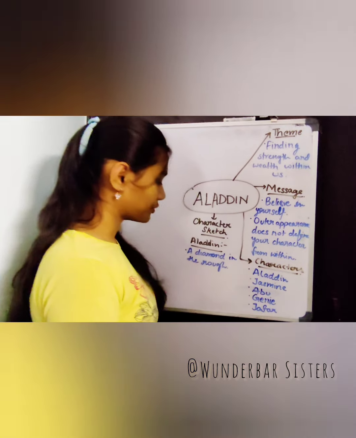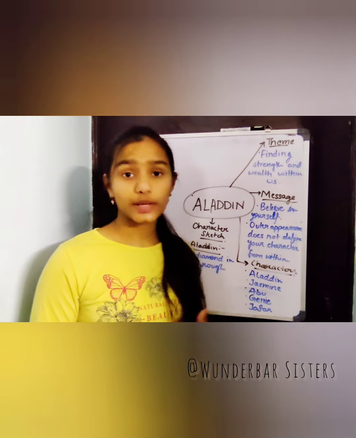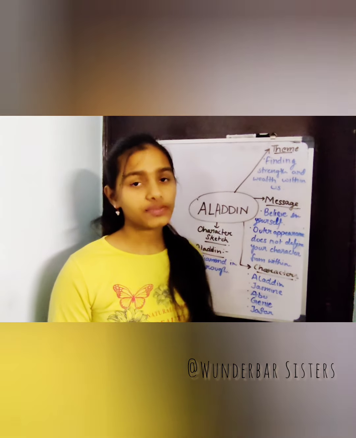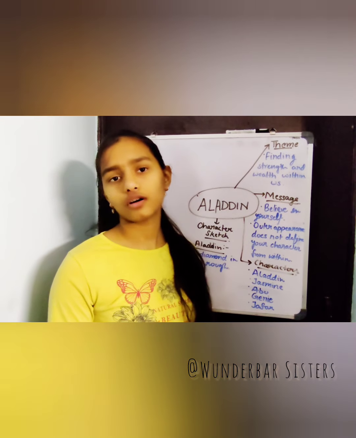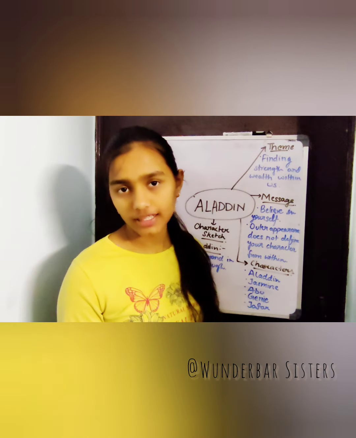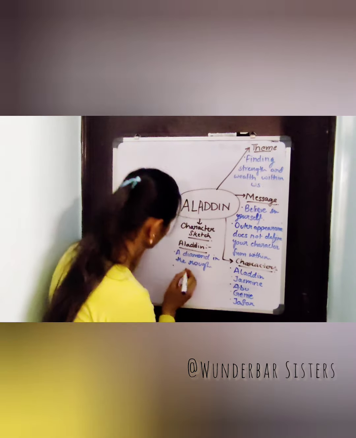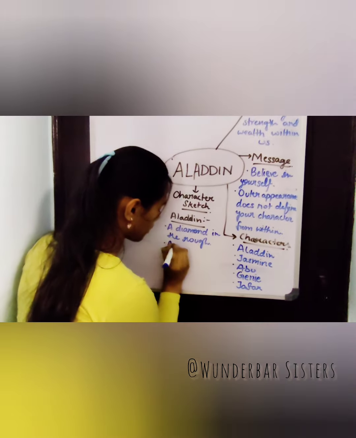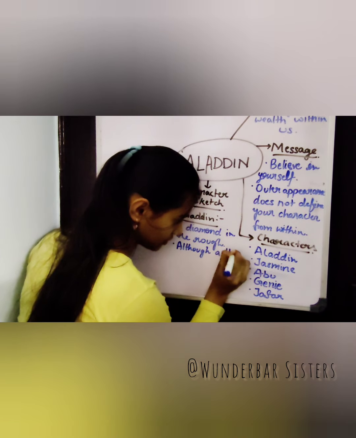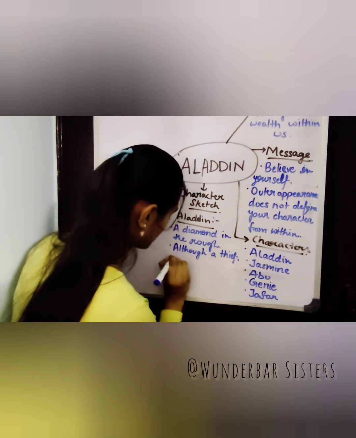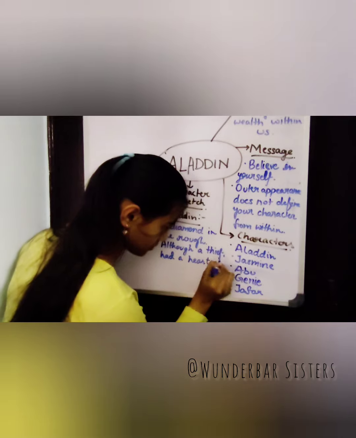So the next point could be that even though he was a thief, he had a heart of gold and he was very caring and he was extrovert also, and he saved the kingdom in the end from the malicious intentions of the wicked vizier of the Sultan, the evil sorcerer Jafar. So I can write the next point as, although a thief, had a heart of gold.